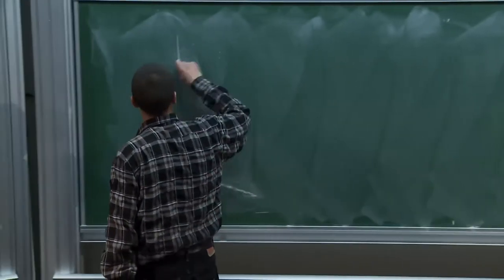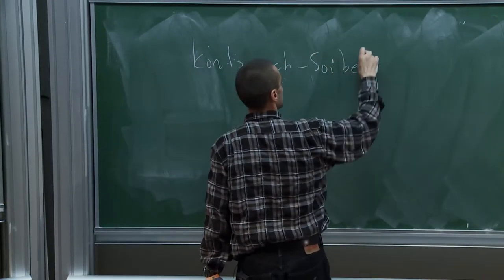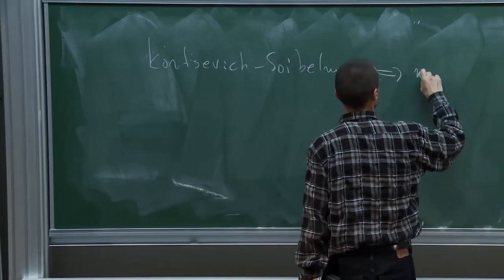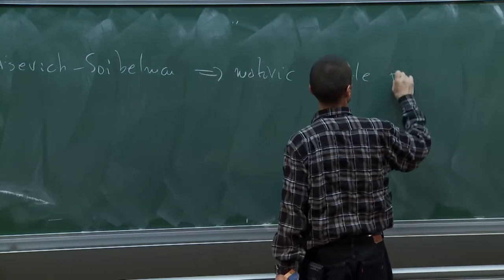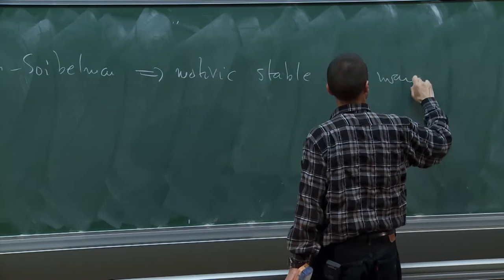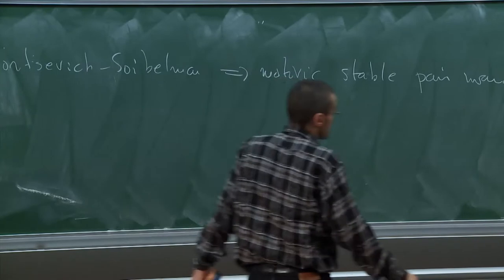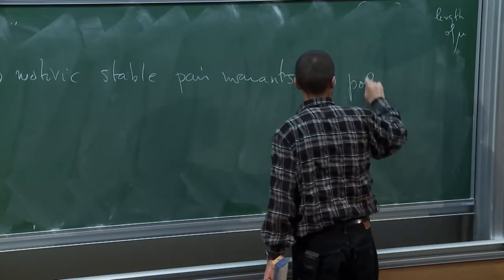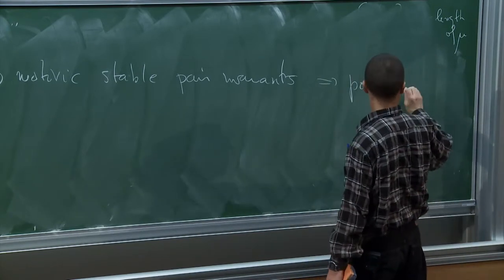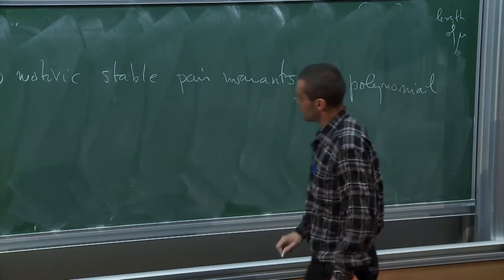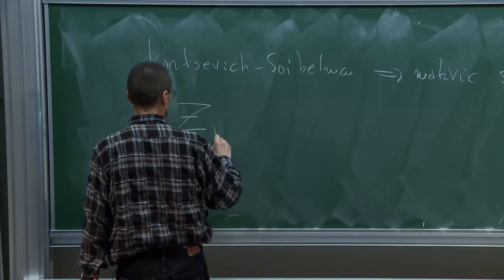So from Kontsevich and Soibelman, we get motivic stable pair invariants. And then you specialize the polynomial by taking the correct polynomial specialization, which is compatible with motivic decompositions. So we get polynomial invariants. And finally, we can get a partition function, which I can call Z_PT.